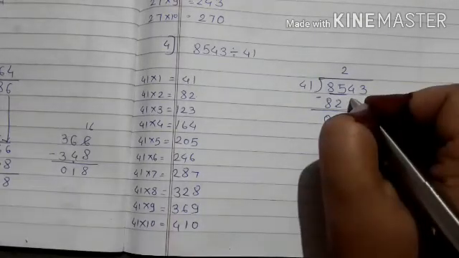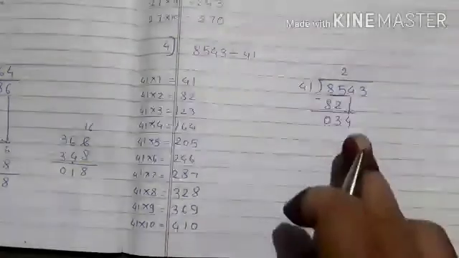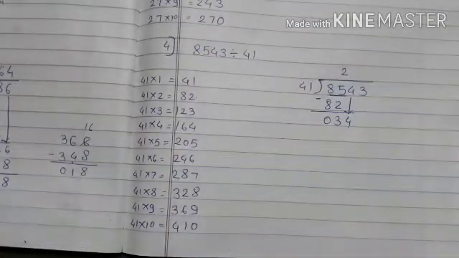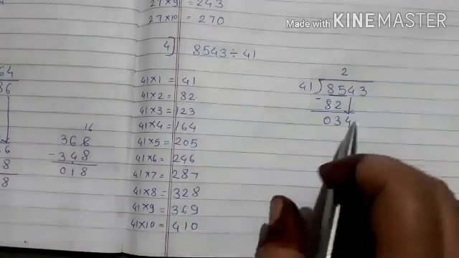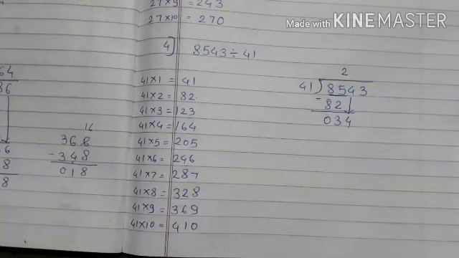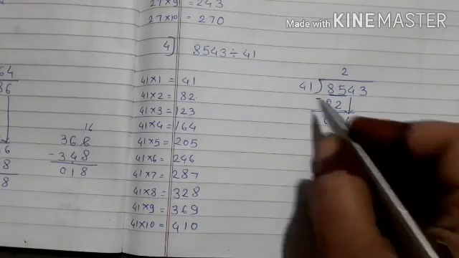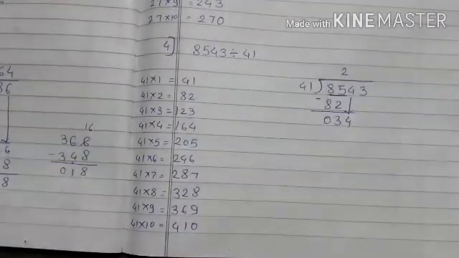Now we have to take the third digit, 4 it is. So here what we get the number? 34. Is 34 there in the 41 table? No. Why? Because 34 is smaller than 41.